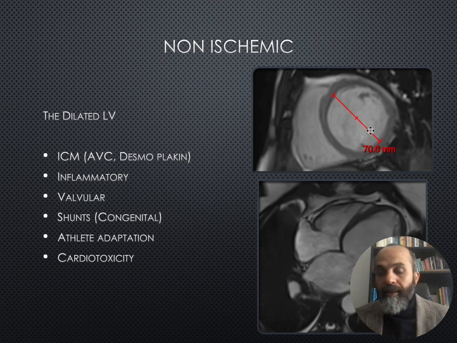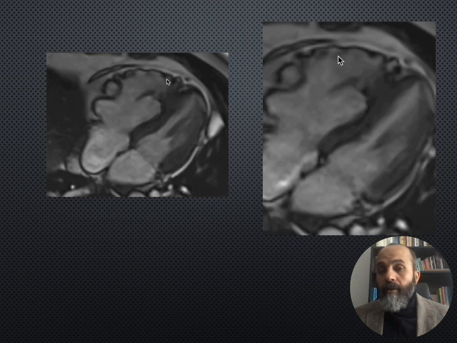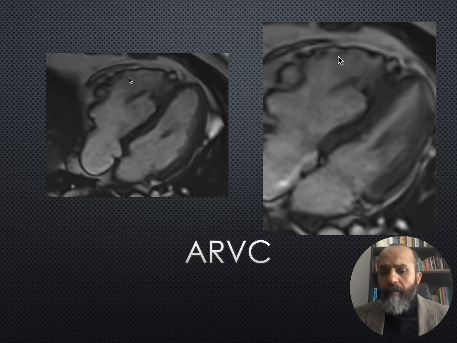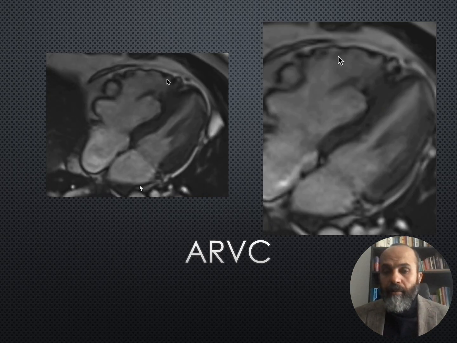And what does dilated mean? 6 centimeters and above on echo, or 100 milliliters per meter squared on MRI, identifies a dilated left ventricle. There is a large list of causes of dilatation. If it's associated, for example, with akinesis and dyskinesis areas on the right ventricle, it might be ARVC.